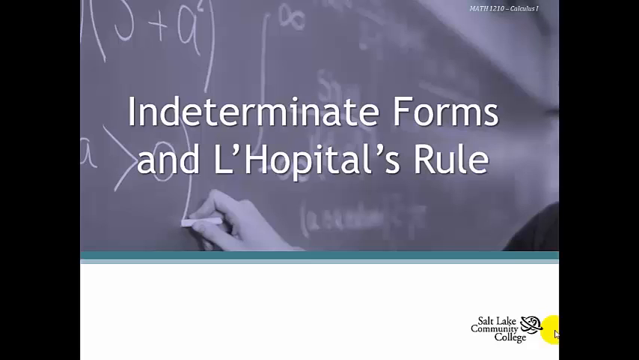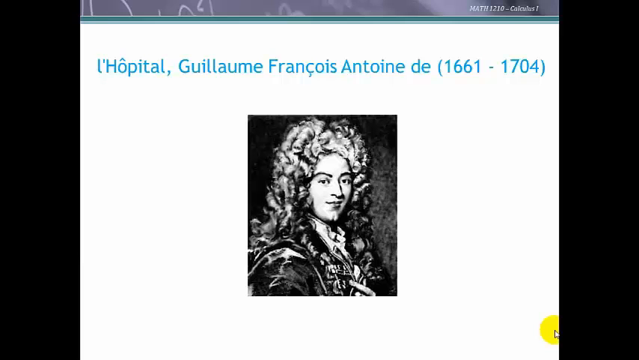Indeterminate forms and L'Hopital's rule. So we're going to learn a rule named after Guillaume Francois Antoine de L'Hopital, who lived from 1661 to 1704. Here he is, all dressed up, curly wig and nice clothes. This was actually named after L'Hopital because he was the first to publish it in his calculus book, but it was actually first discovered by the Swiss mathematician John Bernoulli. And it's a rule to help us find limits when we have what we call indeterminate form.